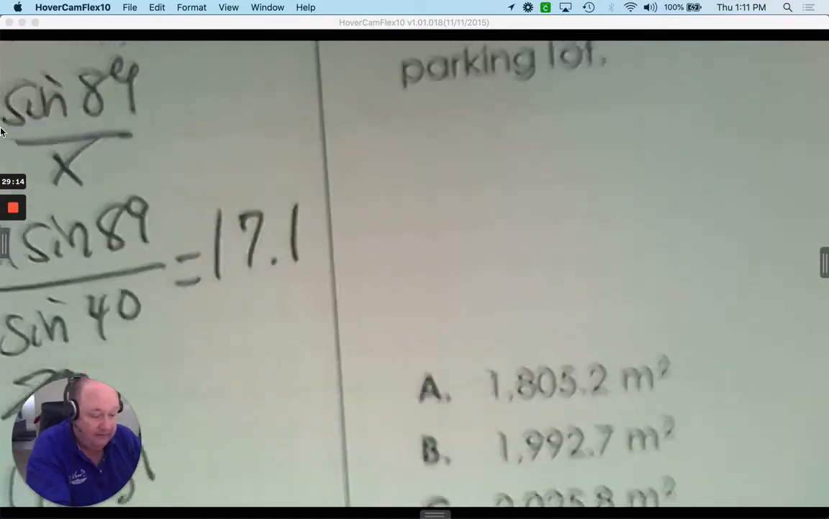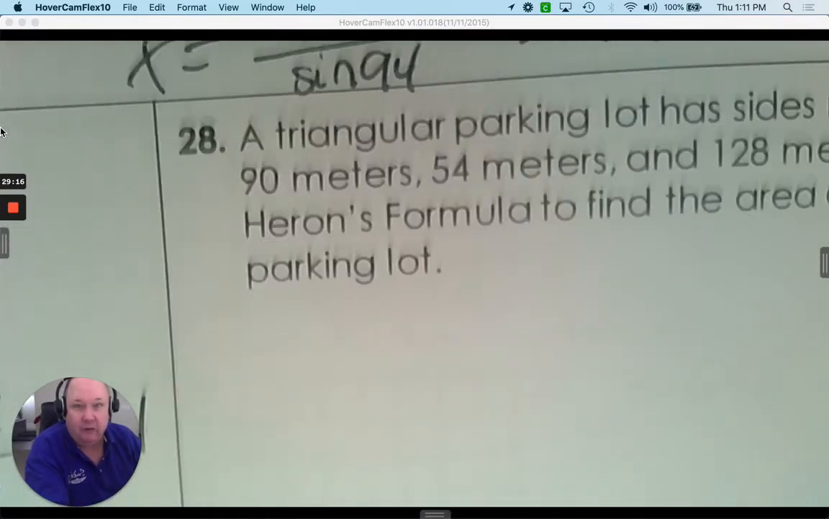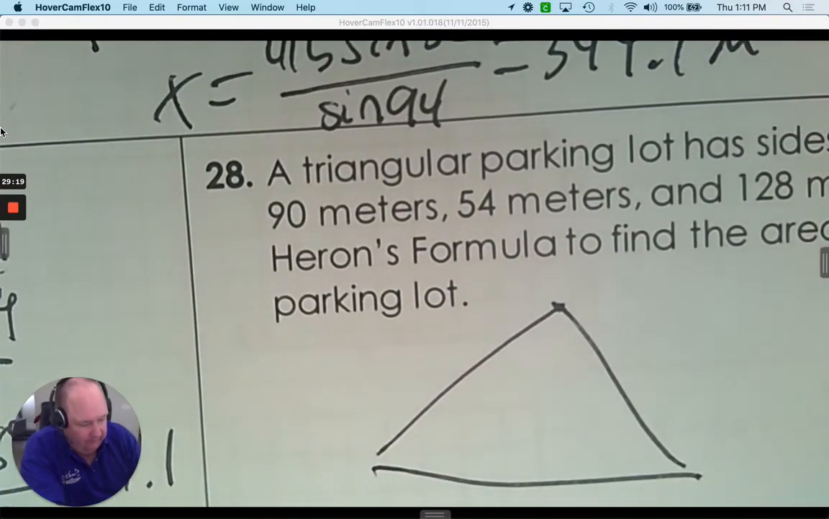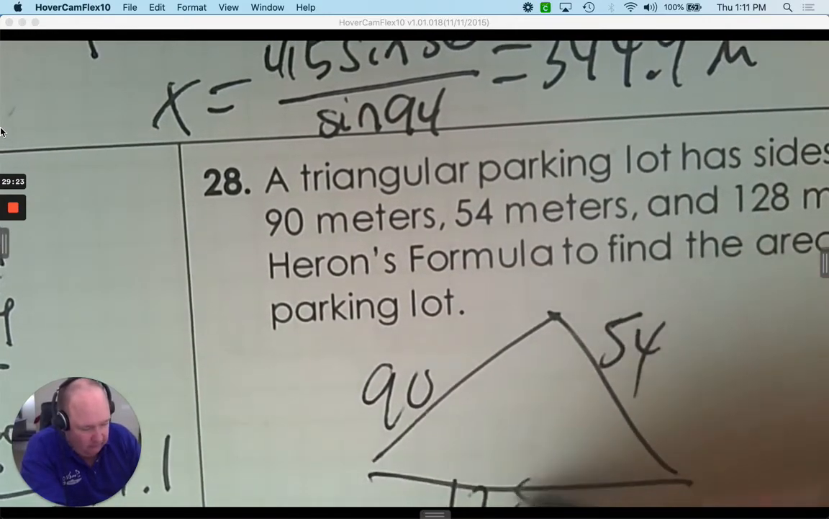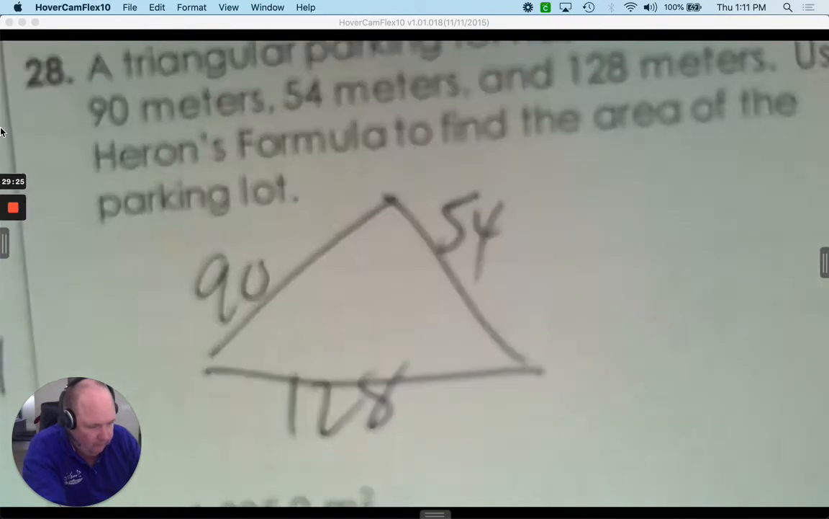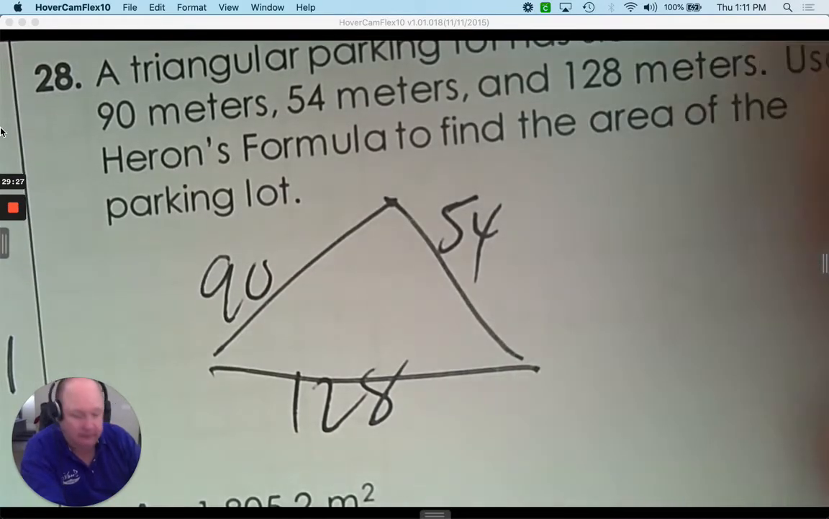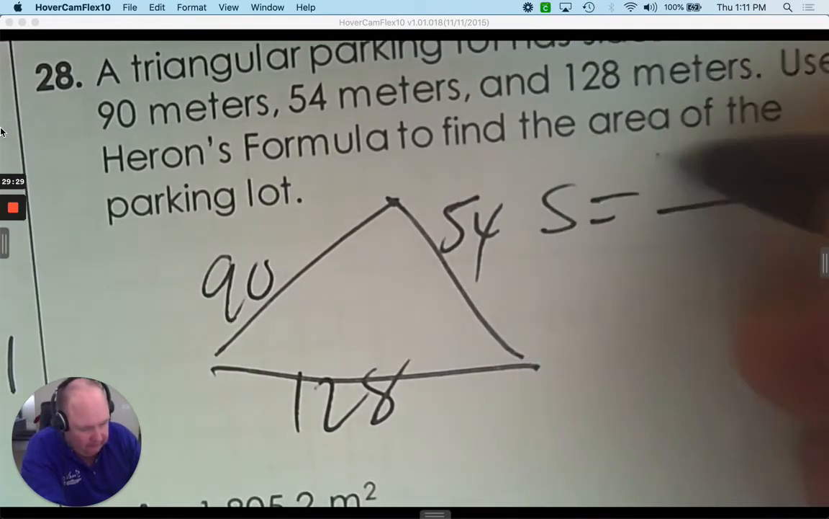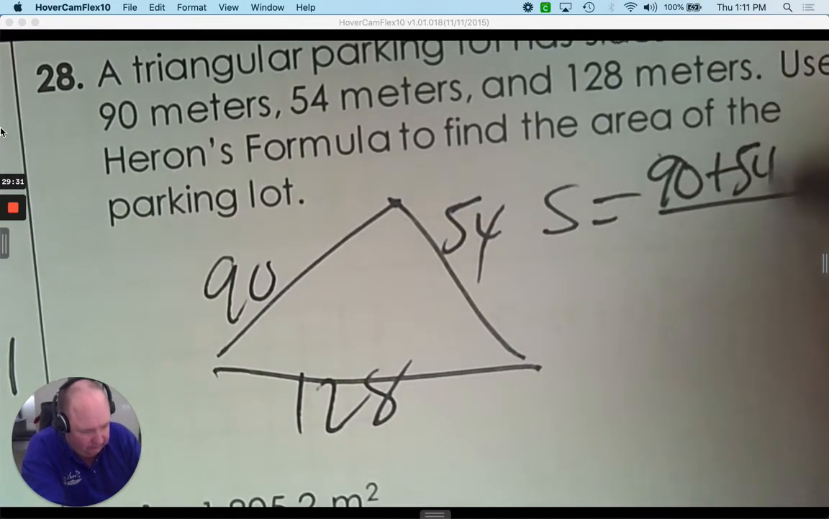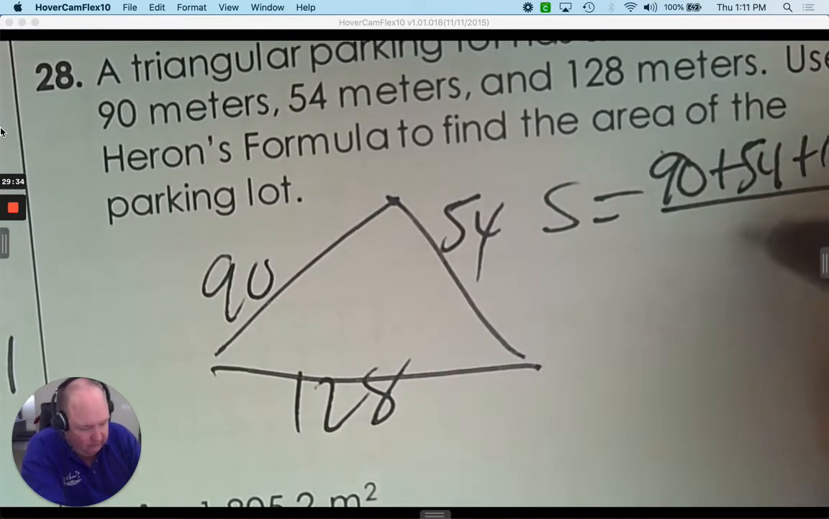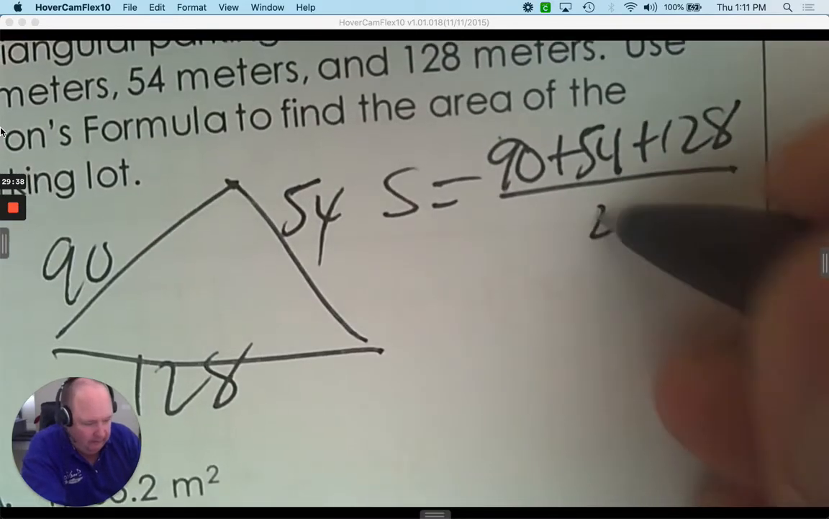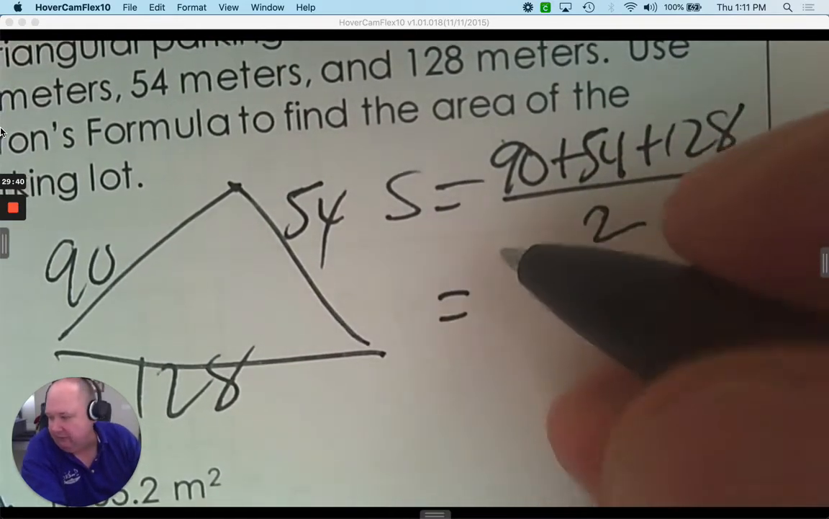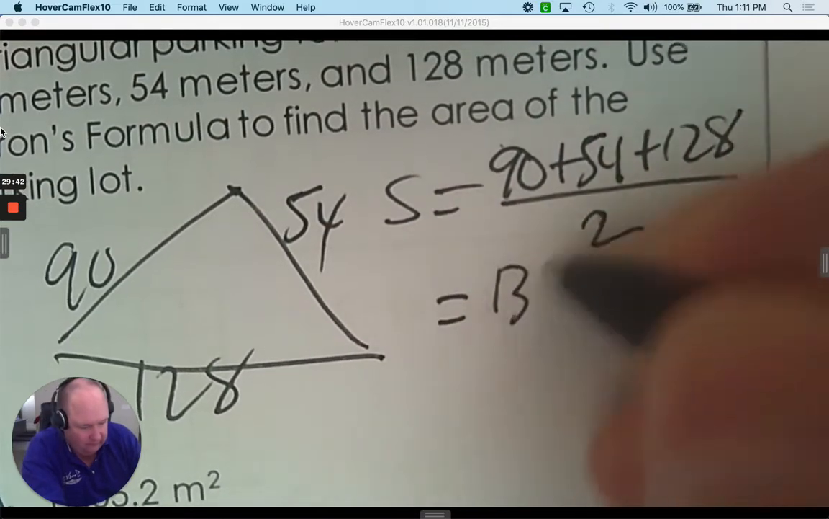Number 28. Triangular parking lot. I can draw that. Has sides of 90 and 54 and 128. Use Heron's formula. So step number one is 90 plus 54 plus 128. Add them all up and divide by 2. So S then would be 136.